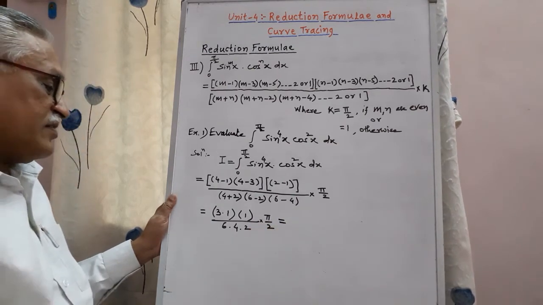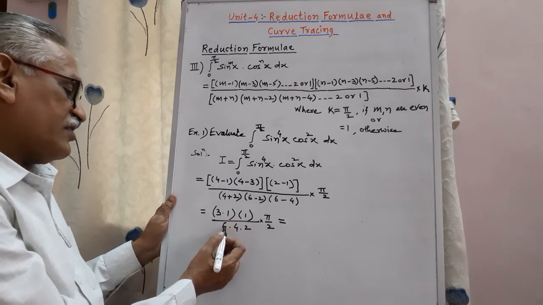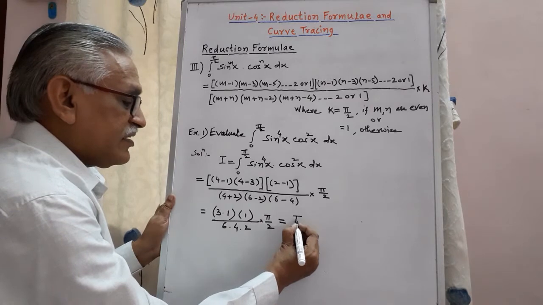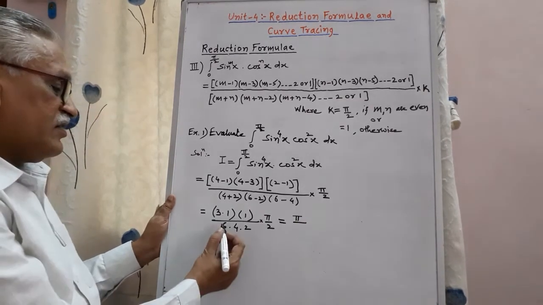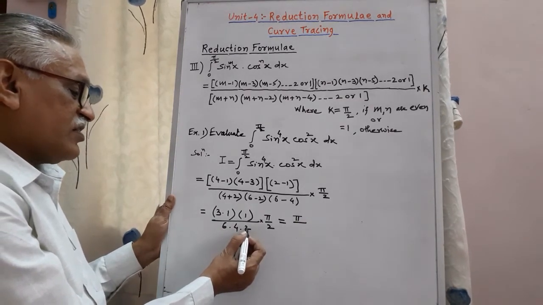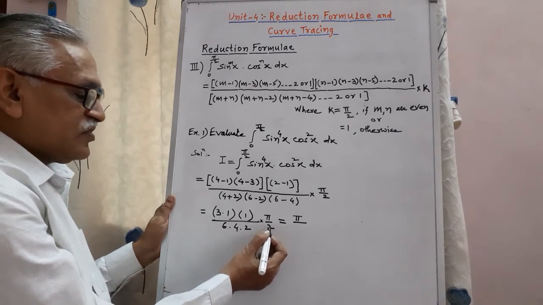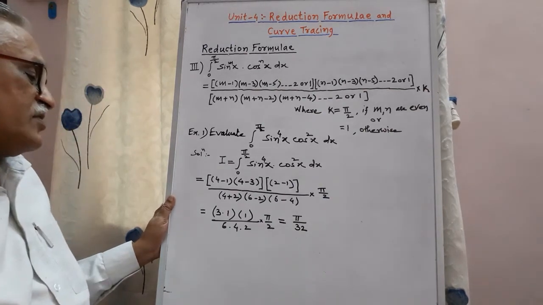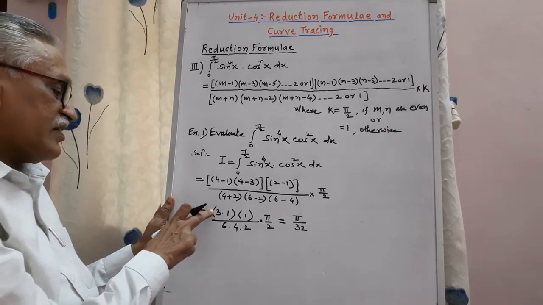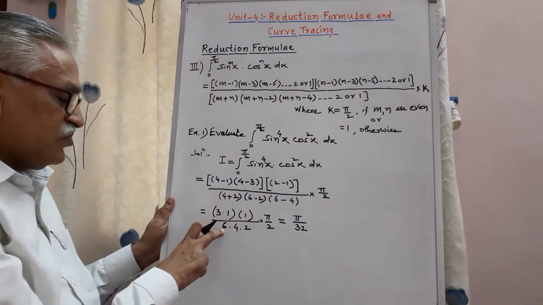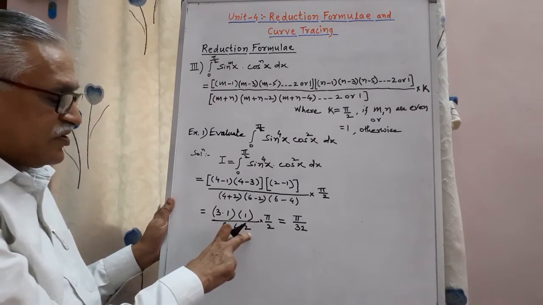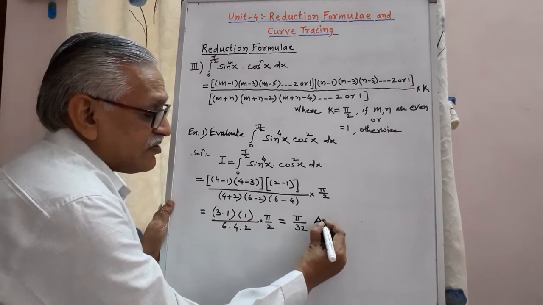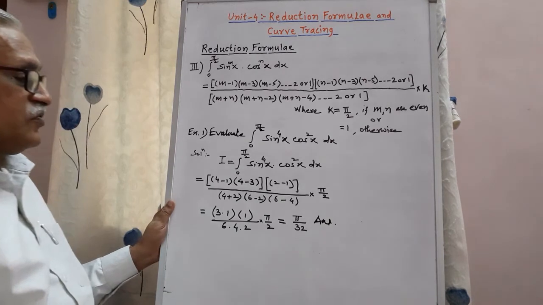Therefore, if we simplify it, this 3 cancels with this 6, 3 into 6 is 2. Therefore, in the numerator we have pi divided by 2, 4 is 8, 8 is 16, and 16 is 32. Therefore, the value is pi by 32. Check once again. 3 divided by 6 we get here 2. 2 4s are 8, 8 2s are 16, 16 2s are 32. Therefore, the value is pi by 32. Okay.